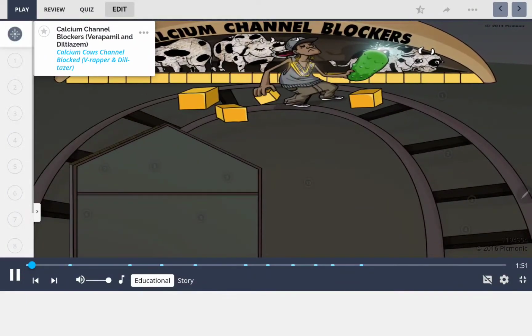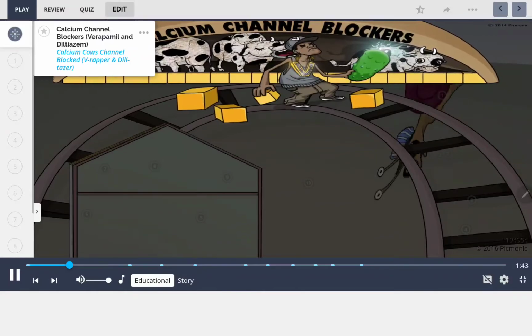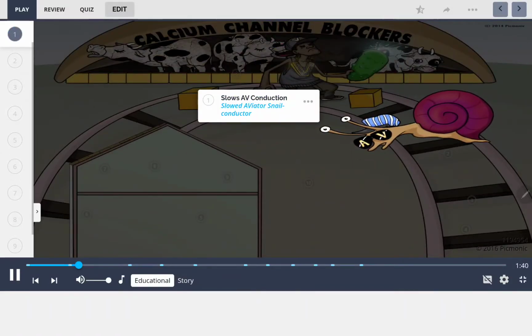Remember calcium channel blockers, such as verapamil and diltiazem, by the calcium cows in their channel being blocked by V-Rapper with a dil taser. These drugs slow AV conduction in the heart, which is why they're clearing the tracks for the slowed aviator snail conductor. Remember that because this drug slows conduction, it should not be given to patients with pre-existing heart blocks.